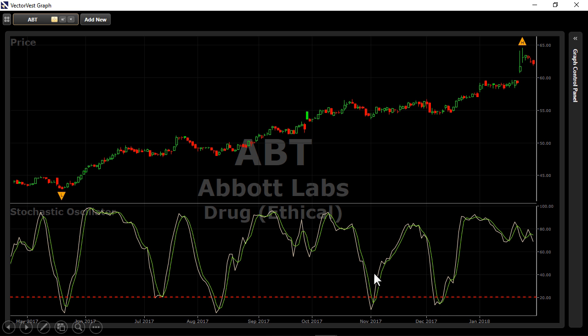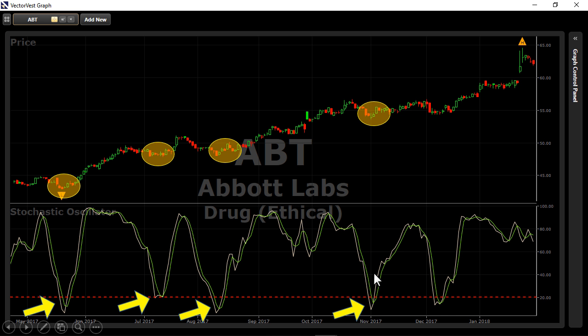On the lower end is the level of 20. That's the red horizontal line at the bottom of the stochastics chart. Would you agree that when the stochastics oscillator was below 20, the stock was somewhere near a bottom or somewhere near a low? I'm not saying it was at the exact bottom, but it was at least somewhere near the bottom. Absolutely, right? We could see that time and time again with Abbott Labs.